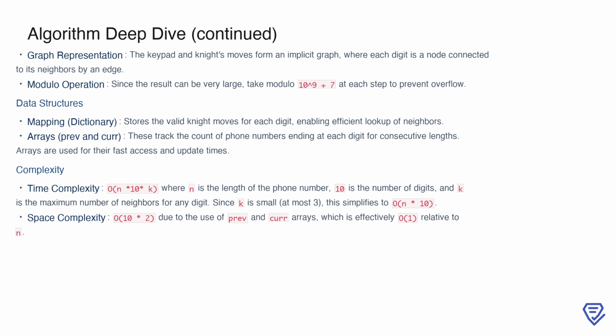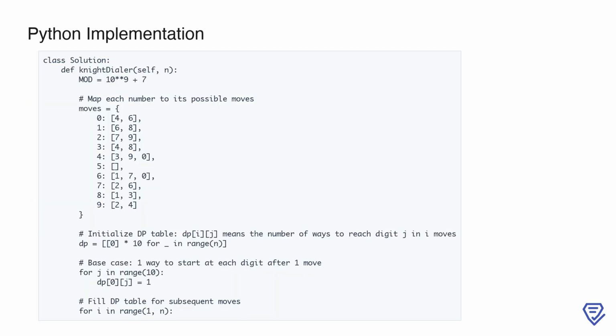Here, we start by defining the knightDialer function within our solution class. The first thing we do is define a constant mod set to 10 to the power of 9 plus 7. This ensures that our results remain within the bounds of integer arithmetic by taking modulo at each step. Next, we define a dictionary called moves that maps each digit on the keypad to its possible moves according to the knight's movement pattern. For example, the knight can move to digits 4 and 6 from 0, or to digits 6 and 8 from 1. The key-value pairs comprehensively list all these valid transitions.